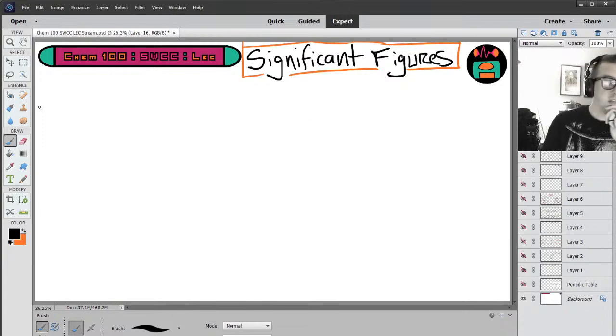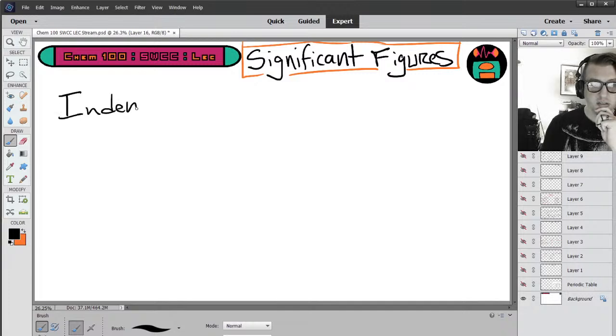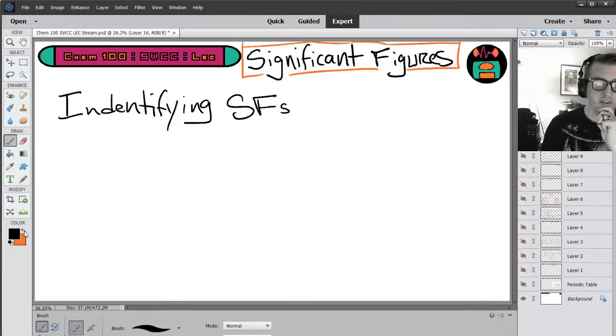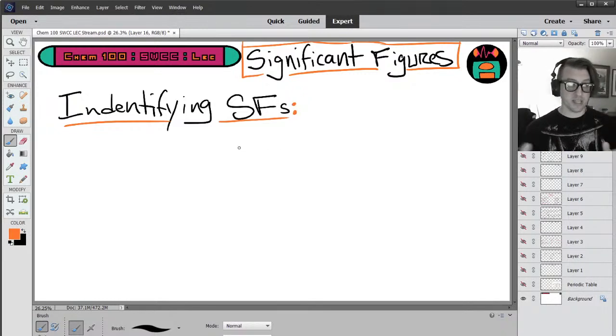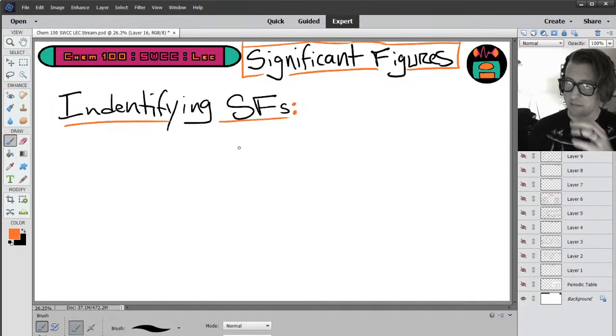All right, so first, let's talk about identifying significant figures. Just to let you know, I'm probably going to say significant figures and significant digits. They're the same thing. Significant figures and significant digits are one and the same. So I'll probably switch between them, and I just don't want you to be confused. So what digits in a number are significant?